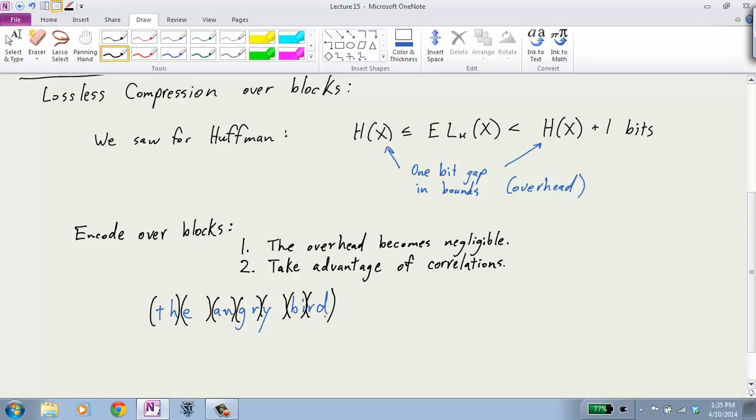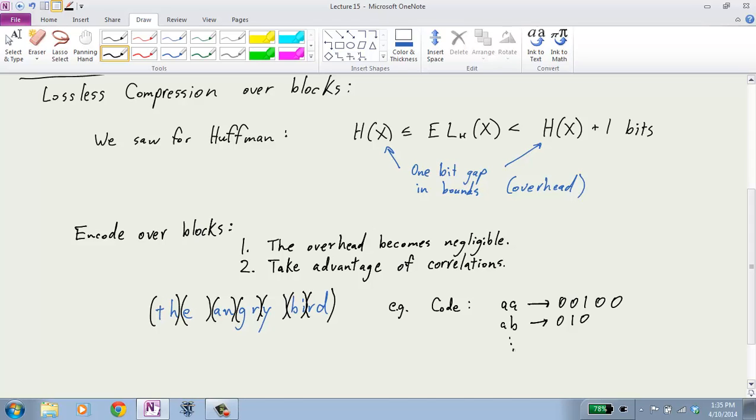And what we can do is map each pair of letters. We can have a code that maps pairs of letters to bits. So the code would say something like AA maps to some big long sequence, and AB maps to some other sequence, and so forth. We'd have a code for every pair of letters. It's another way of looking at the problem.